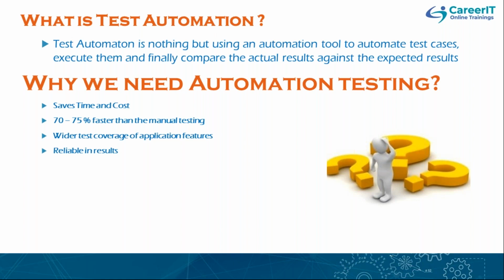Next is reliable results. Once the automation execution is done, it will generate some reports, right? Those reports or results are very reliable. You can see how many test cases passed, how many failed, and out of the failed test cases, you can do proper analysis of why the test case failed. And it also captures screenshots, guys. Test automation has an option to capture a screenshot whenever a test case fails.